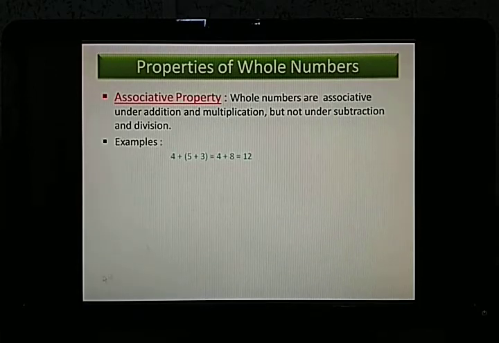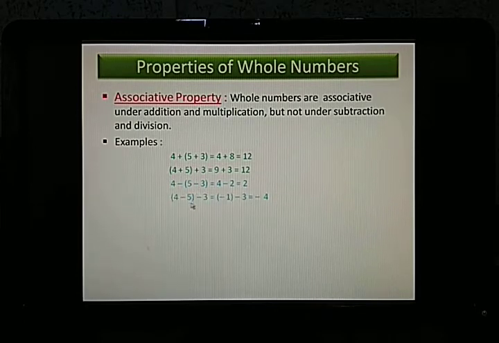You can see with the help of an example. If you consider three whole numbers a, b and c, that is 4, 5 and 3, a plus inside bracket b plus c, we got this much value, and then it is equal to a plus b inside bracket plus c. Clear? The result is the same. Also both are whole numbers. So it satisfies addition. In the case of subtraction, it does not satisfy.